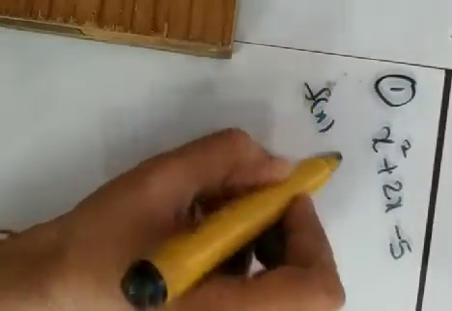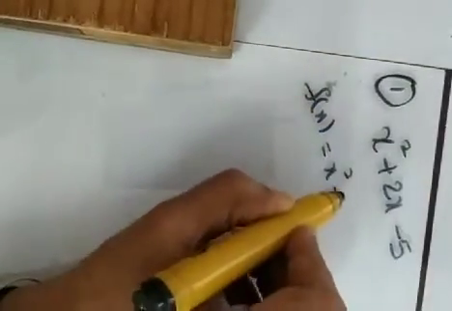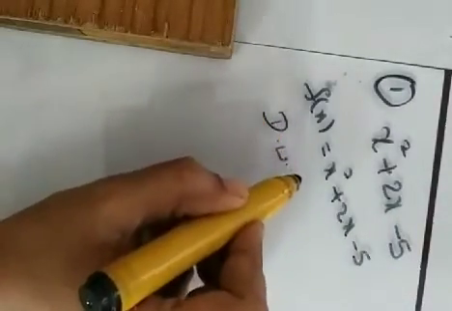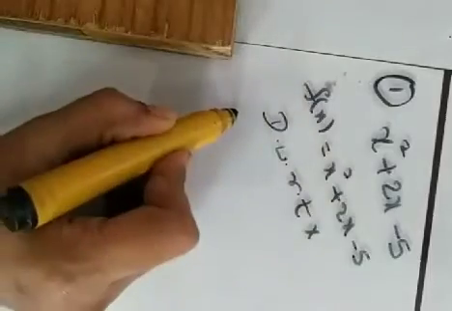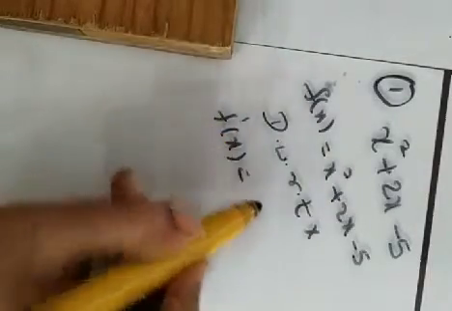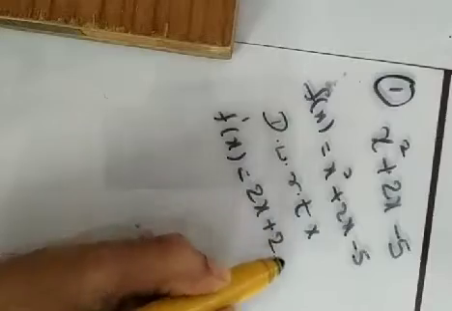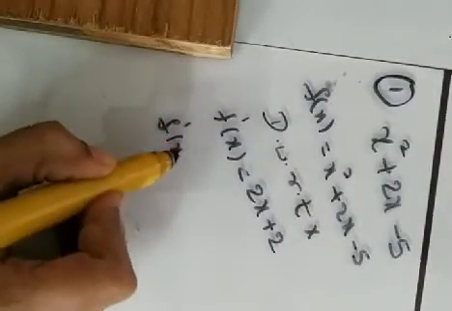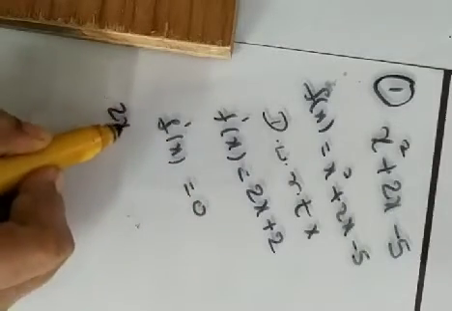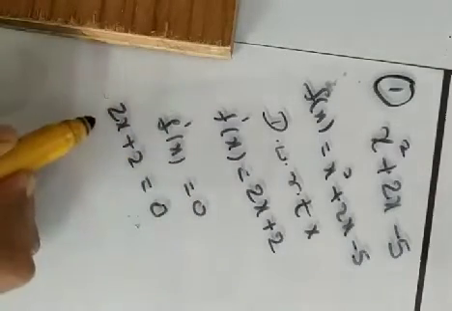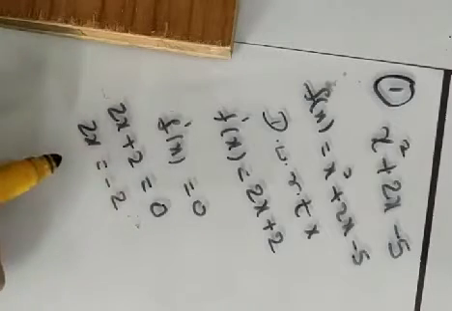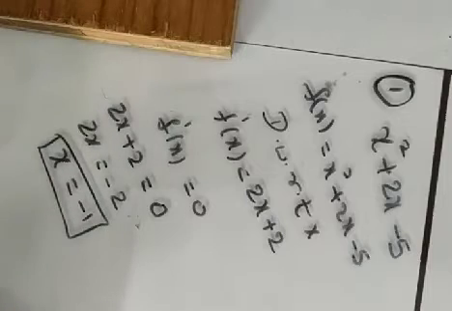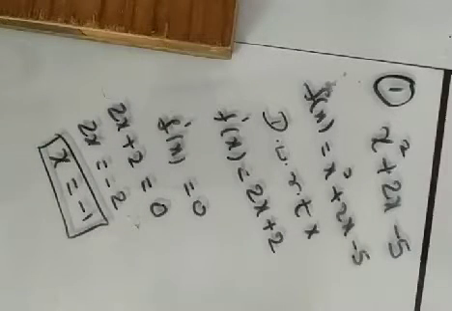Take the given question as f of x. F of x is equal to x square plus 2x minus 5. You differentiate it with respect to x. So f dash of x is equal to what? 2x plus 2. So f dash of x is equal to 0, so 2x plus 2 is equal to 0, 2x is equal to minus 2, x is equal to minus 1. We got it as minus 1.